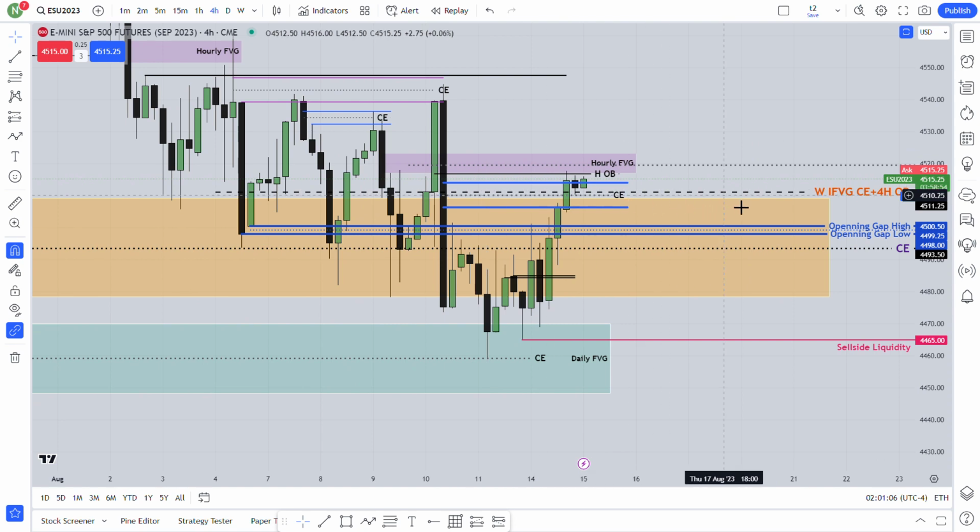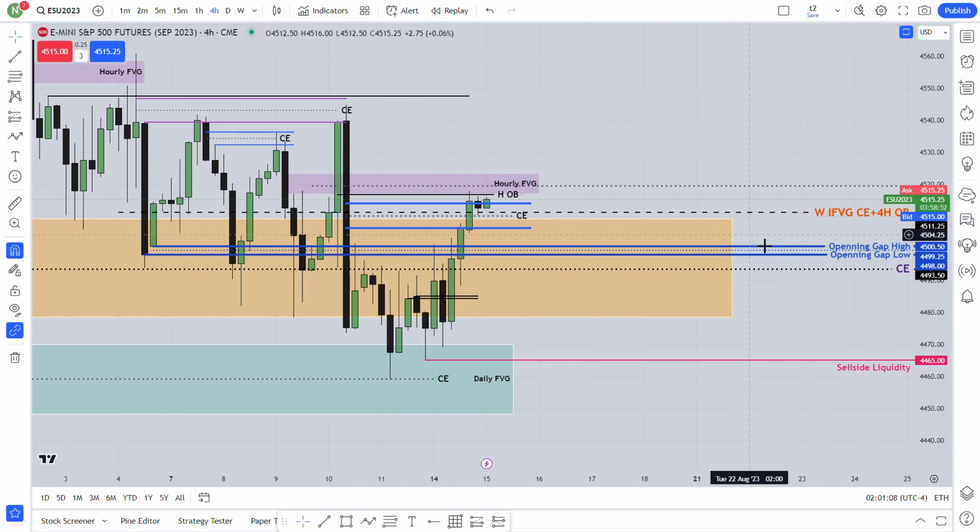You see the total level. It's written weekly I fair value gap and 4 hour order block. I marked it all together. This is the same level.